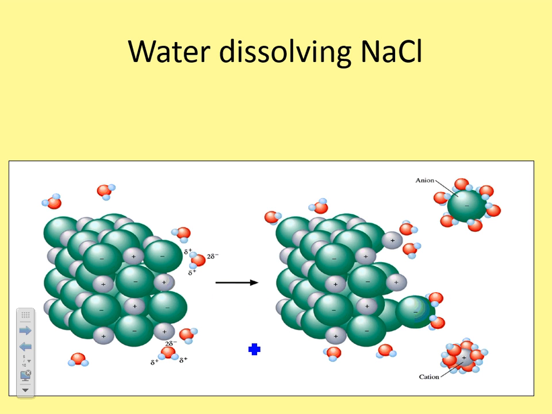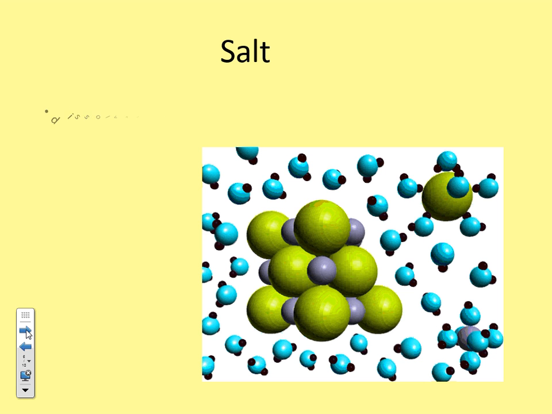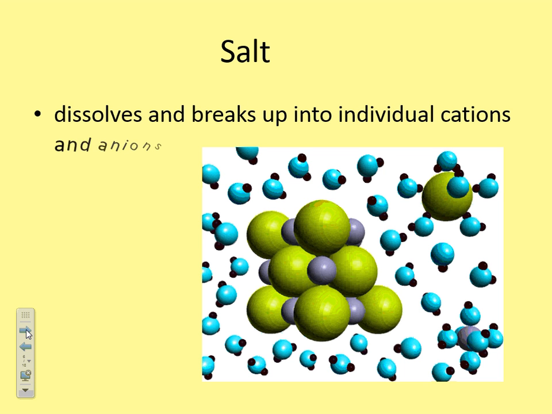The partial positive side of the water molecule, the hydrogen side, is attracted to the chloride, surrounds it, pulls it away from the crystal. At the bottom here, you can see the cation is surrounded by the oxygen side of the water molecule, which has the partial negative side. It's surrounded and then pulled off into solution. So salt dissolves and breaks up into individual cations and anions, so this hydration allows it to become dissociated.